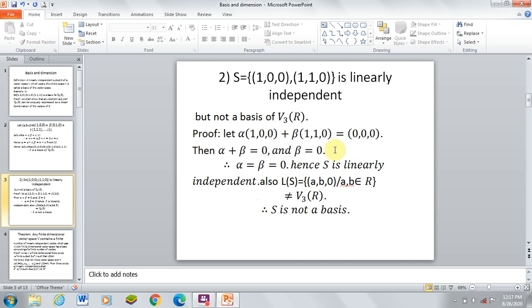Also, L of S equals the linear combination of the terms, and we get the result (a, b, 0) such that a, b belong to R. It is not equal to V3 of R. L of S is not equal to V3 of R. Hence, it is not a basis. It is a linearly independent set, but it is not a basis.